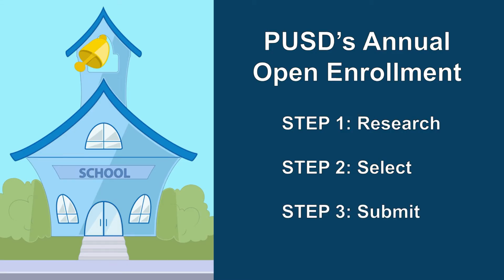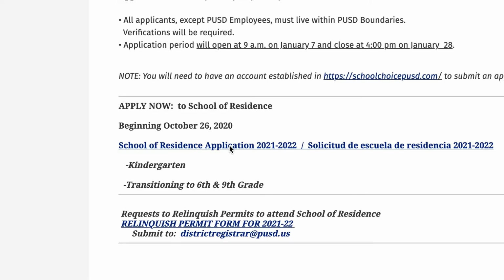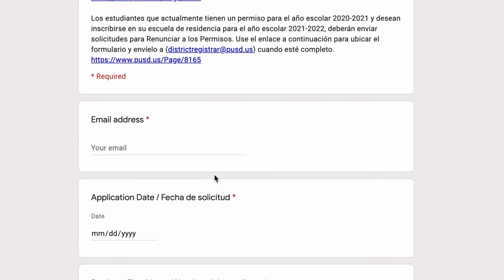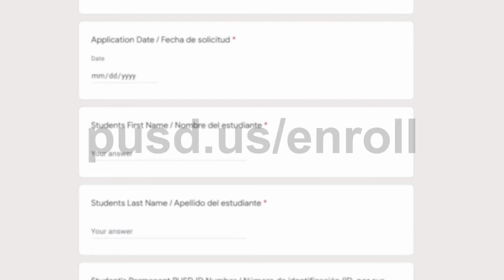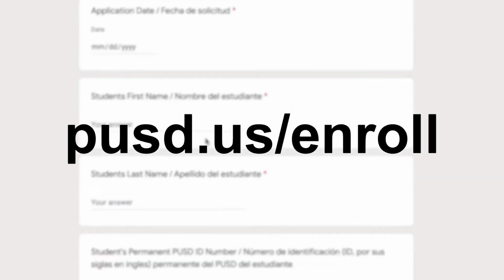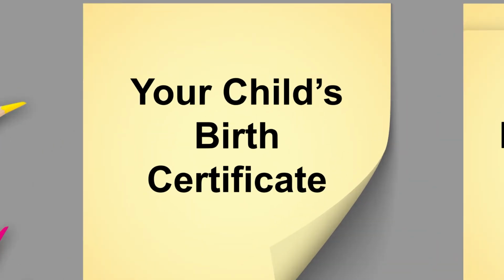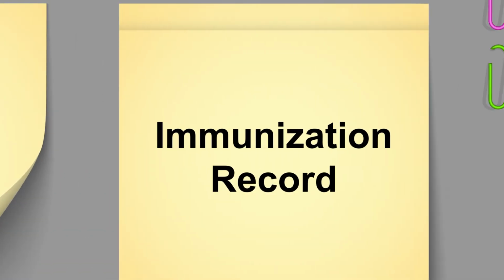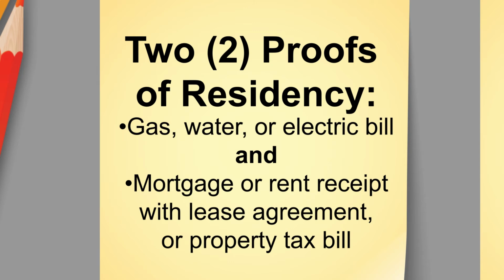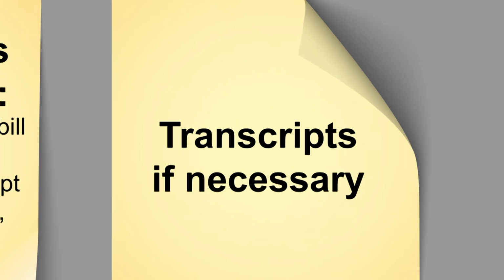Step 3. Submit. If you selected your school of residence, complete an online registration for 2021-2022 at pusd.us/enroll. You will need to have the following information: your child's birth certificate, their immunization record, 2 proofs of residency such as a gas, water, or electric bill, and mortgage or rent receipt with lease agreement or a property tax bill. Transcripts if necessary.